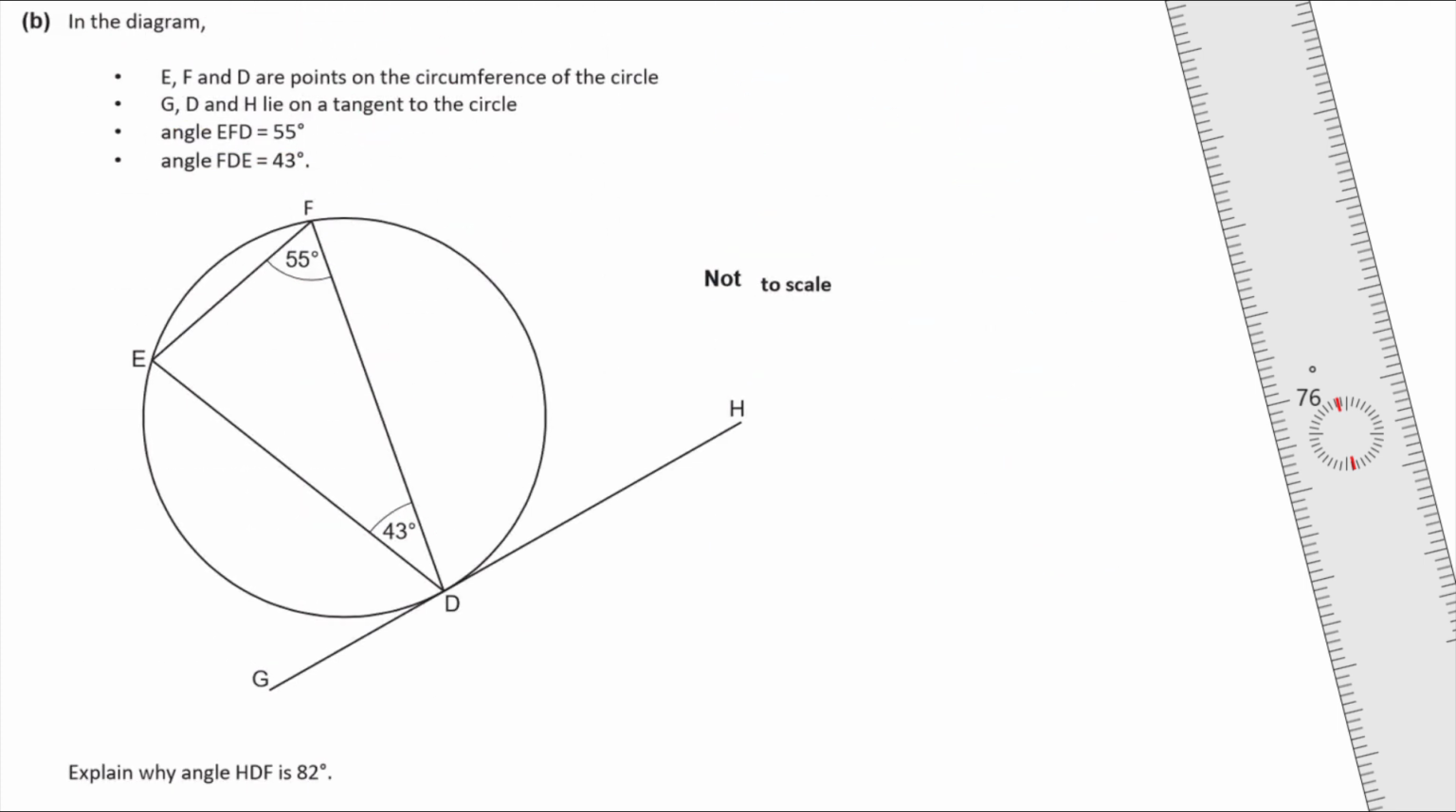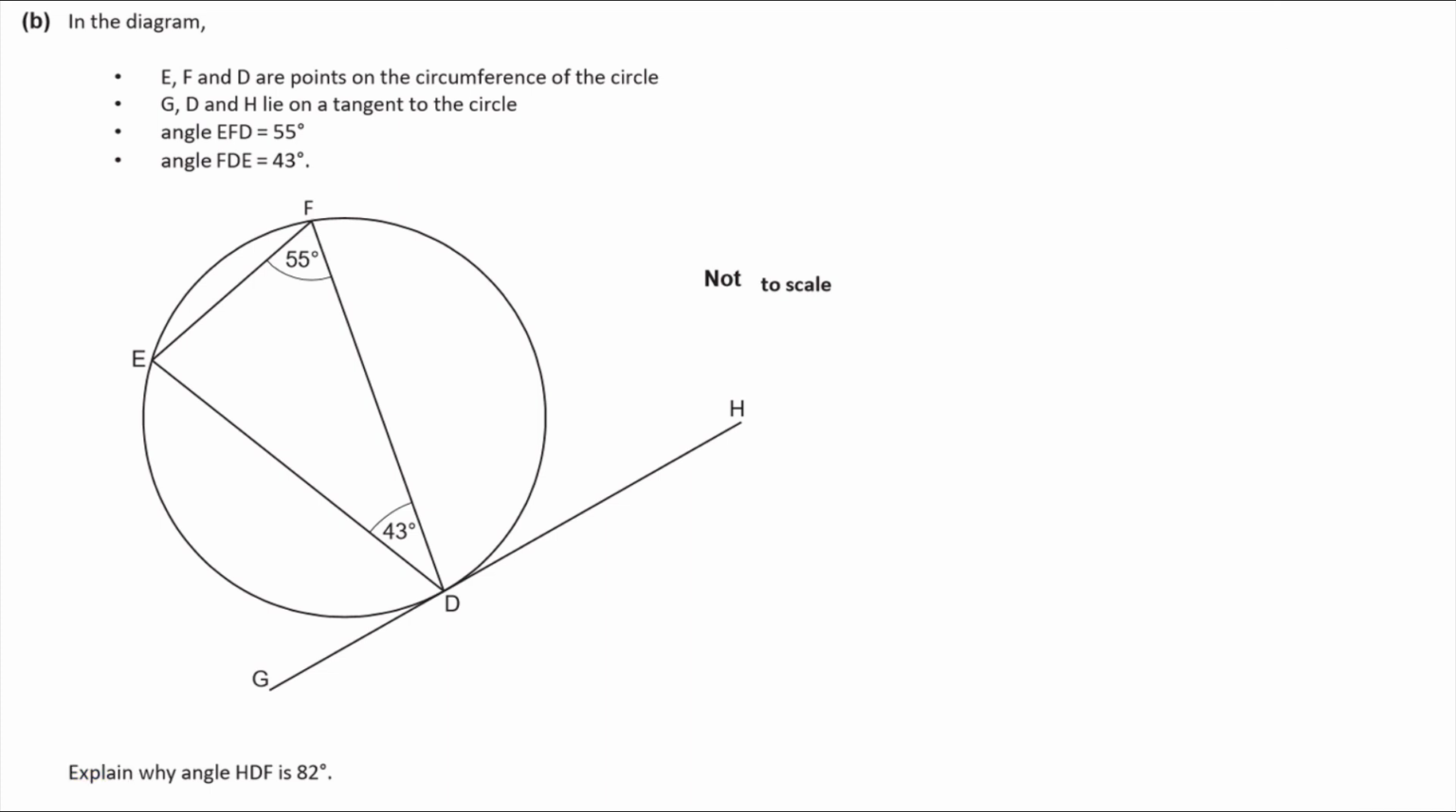Right, now first up, this one here says explain at the bottom. So that means we need to give reasons for things, which means that we can't just work out the angle. We need to explain what we're doing as we go through. We have to be a bit more detailed with our working. Okay, let's just read through the question.